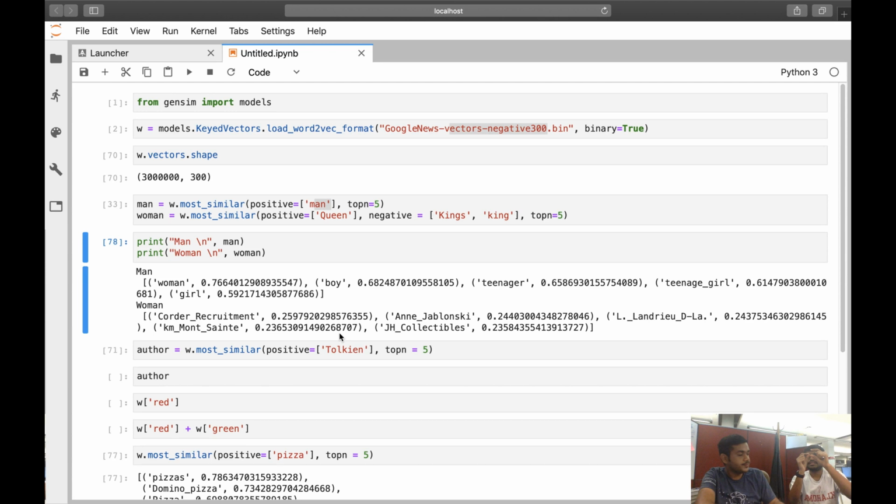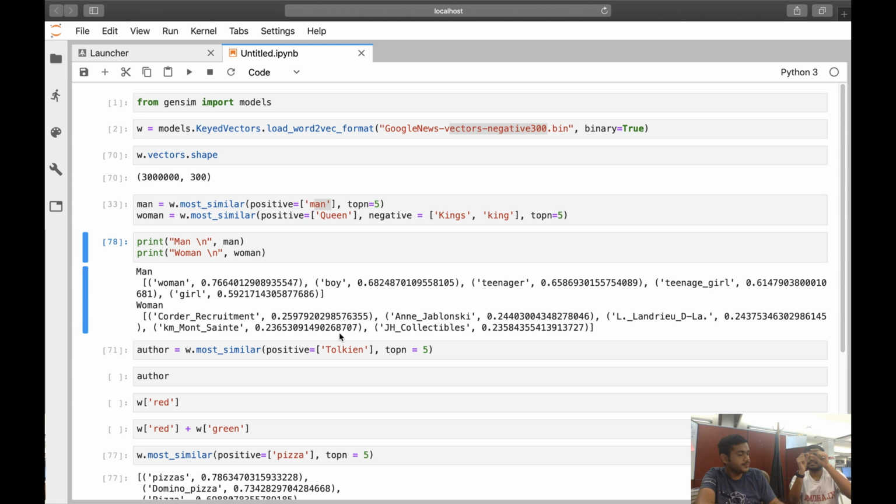Similarly, we can also find this with respect to names. Here I'm considering Tolkien. As you all know, he's the writer of Lord of the Rings. The similar words with respect to Tolkien are J.R.R. Tolkien, his name, and you can also see Lord of the Rings here with the distance. So this is one of the good examples that you can look into.